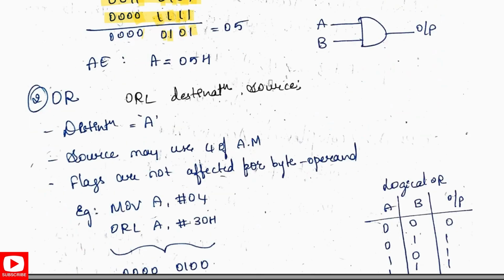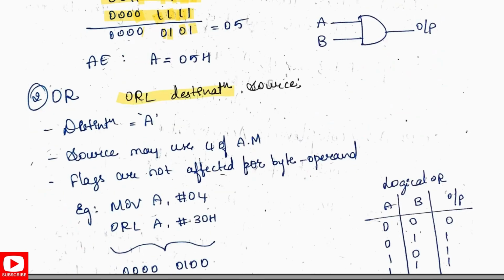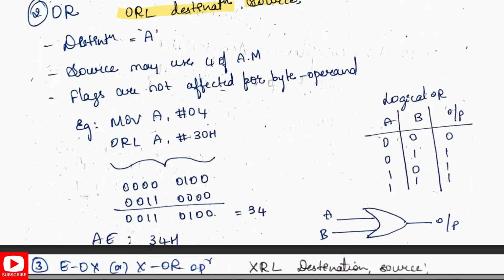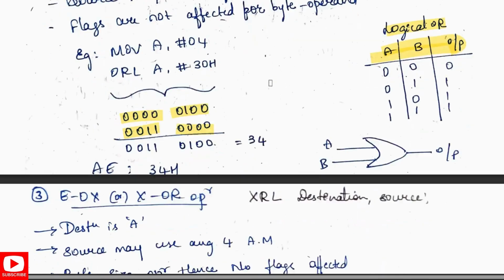Coming to the OR, I have the format ORL destination, source. Here A is my destination, and the source may be any of the 4 addressing modes. Here I am using immediate. Flags are not affected by the byte operation. This is my logical OR table. MOV A, #04H, ORL A, #30H. This is 0 and this is 4; this is 30, and this is 0. So OR it now, and you will get 34. Using the table, you OR it.